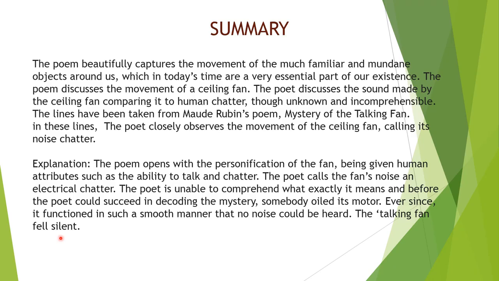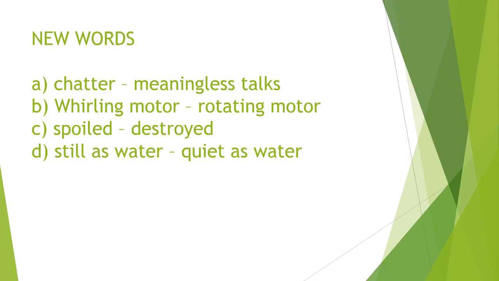So basically in this poem, the poet is giving the fan human attributes, that is personification. The way humans talk, they chatter, he's assuming that the fan is also chattering by making those sounds. That's all about the poem. New words. Chatter, meaningless talks, which human beings tend to do. Whirling motor, rotating motor. Spoiled, destroyed. Still as water. The fan was now still as water, meaning it was quiet as water.